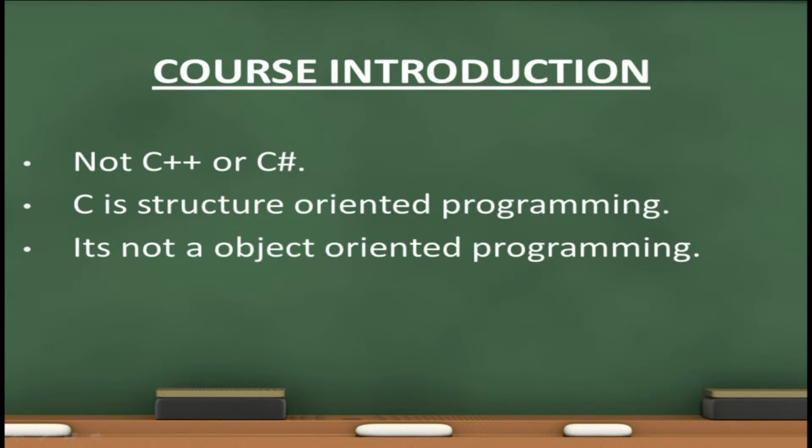The C programming language is not C++ or C#. C is a structure-oriented programming language. It's not an object-oriented programming language, and C++ and C# are object-oriented programming languages, a different environment.